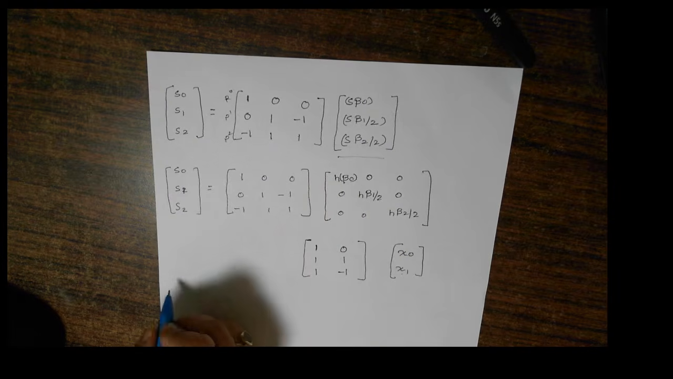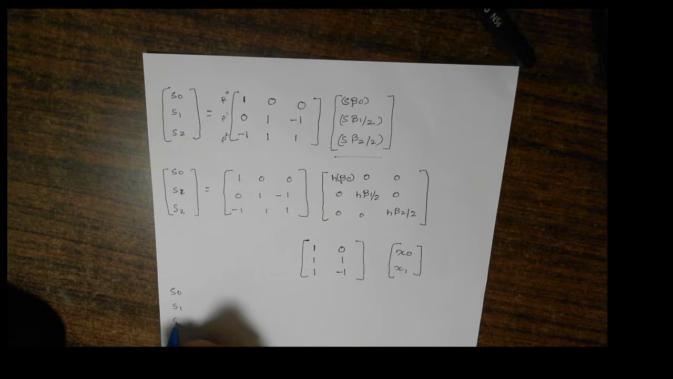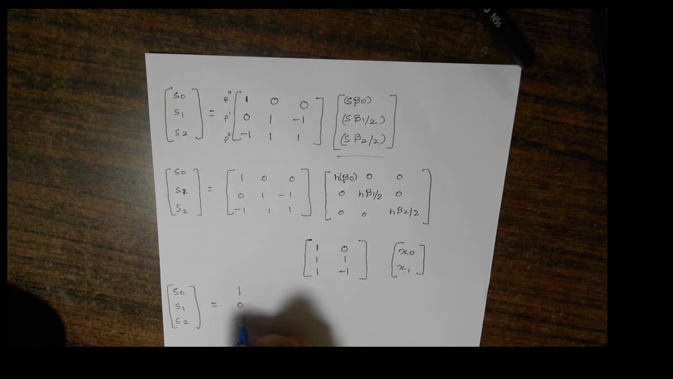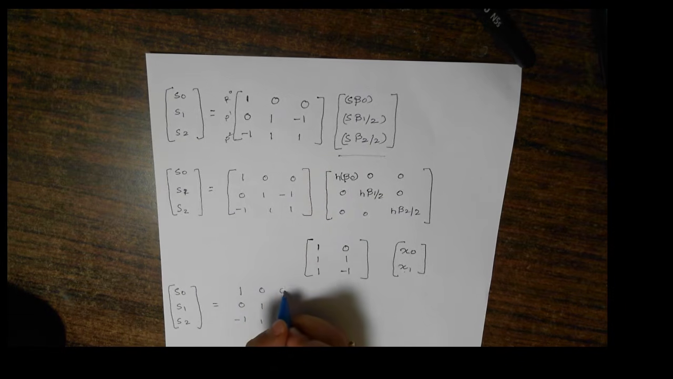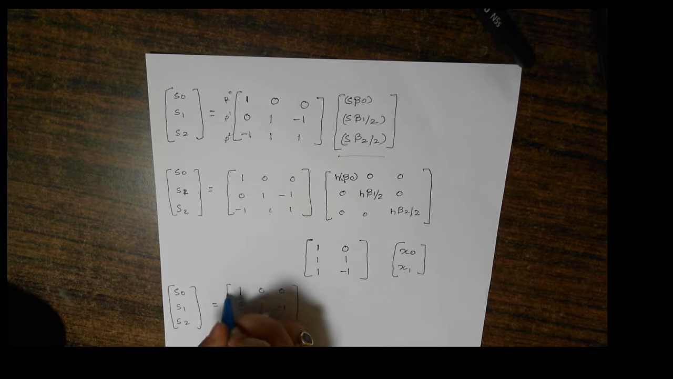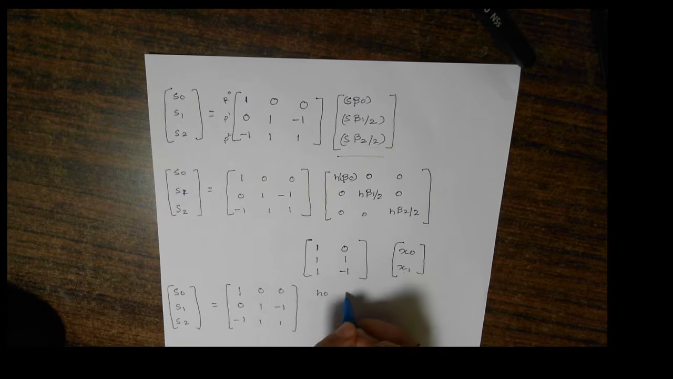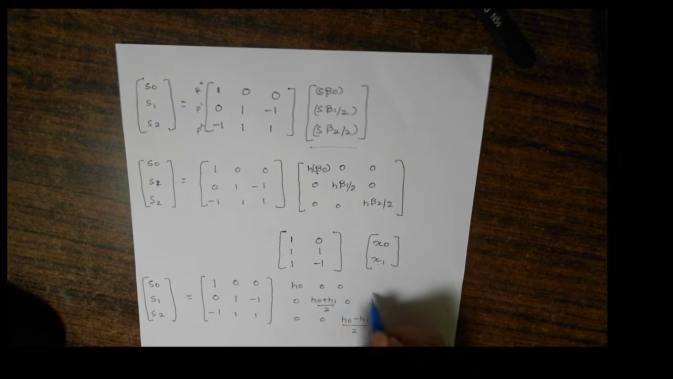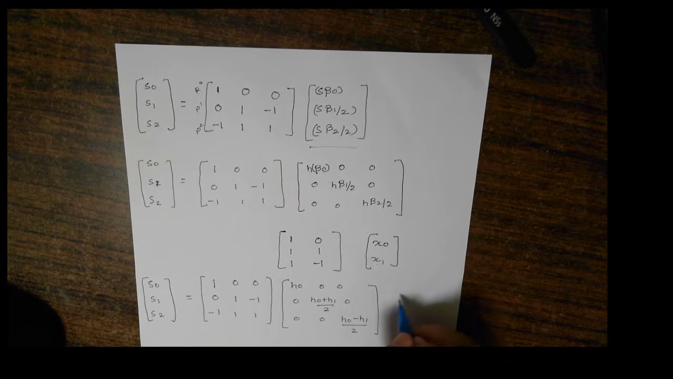Let us now substitute the values of h beta 0 also. S0, S1, S2 equals 1 0 0, 0 1 minus 1, minus 1 1 1, times h0, 0, 0, 0, h0 plus h1 by 2, 0, 0, 0, h0 minus h1 by 2, times 1 0, 1 1, 1 minus 1, times x0 x1. Now this is your final matrix.